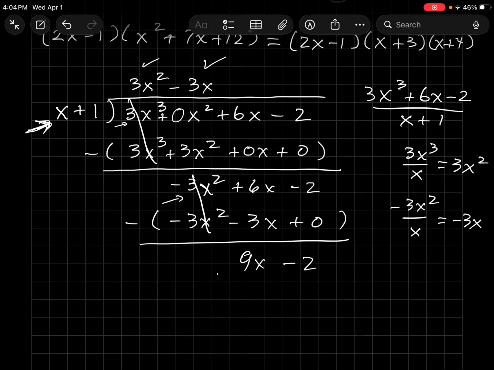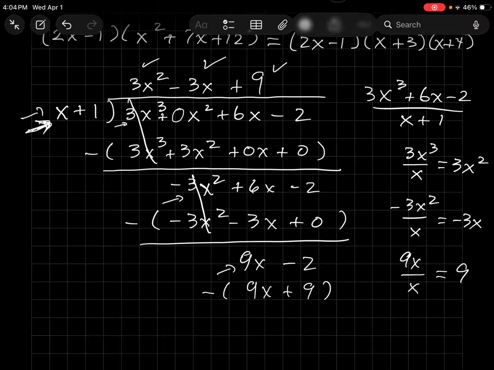One more time, highest power, what's left over? Divide by highest power of original. It's positive 9, so I'll put plus 9. Multiply this by both terms over here. Gives me 9x plus 9. Subtract it off. Gives me a remainder of negative 11.